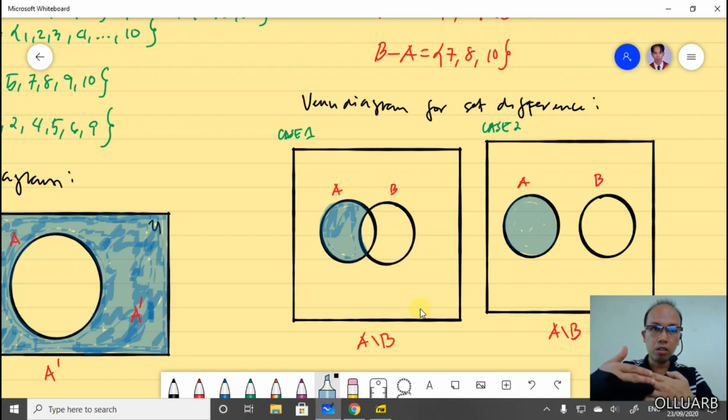Note this is in case 1. Notice that if the sets did not overlap like this one, then when you use A minus B, these elements here in A will remain. So that's basically what happens if you are going to use the Venn diagram of the set difference.